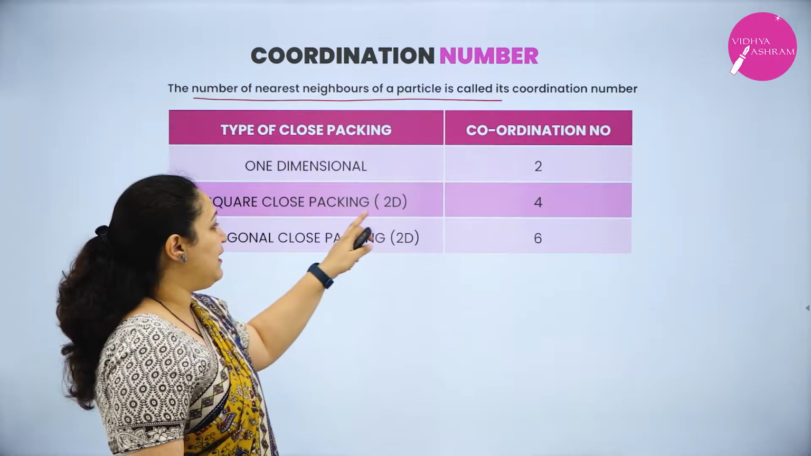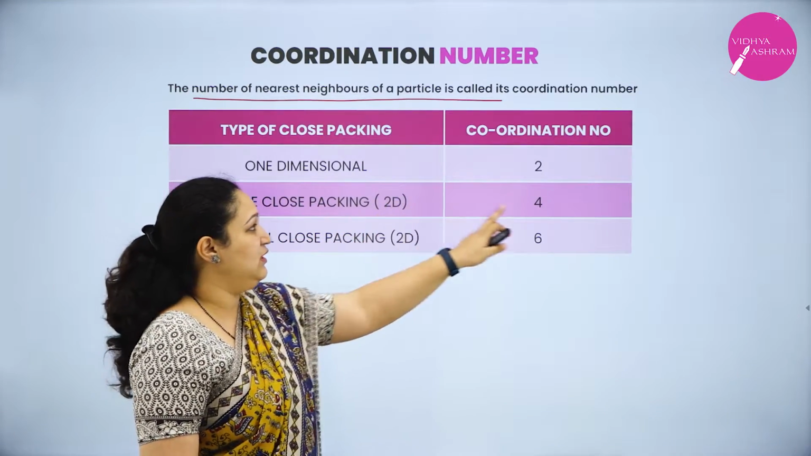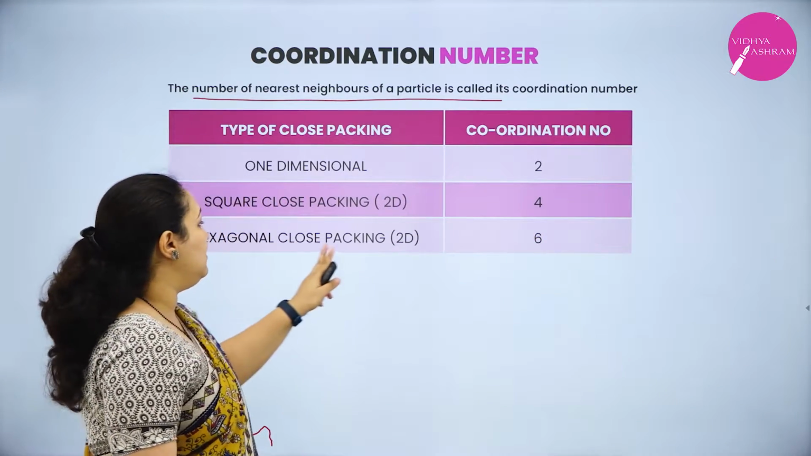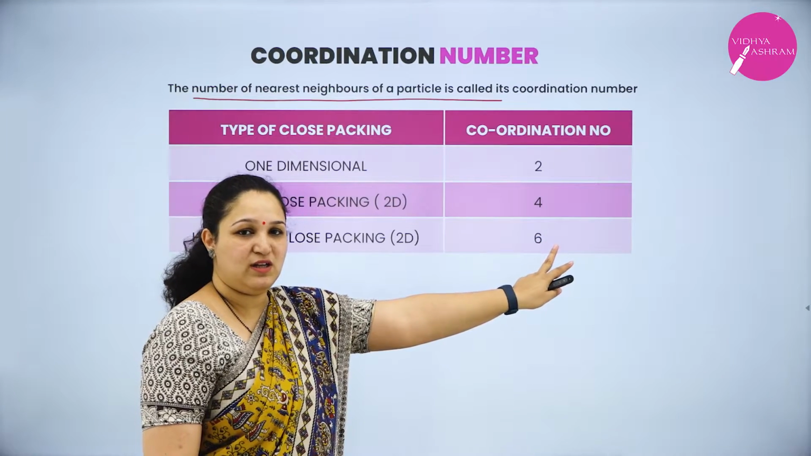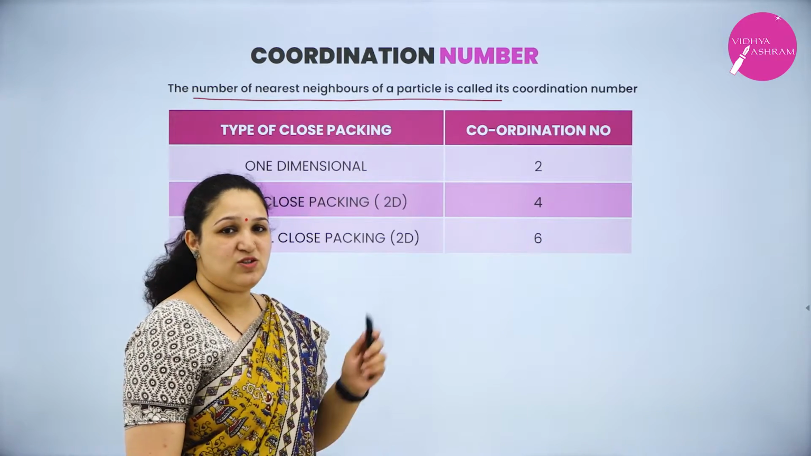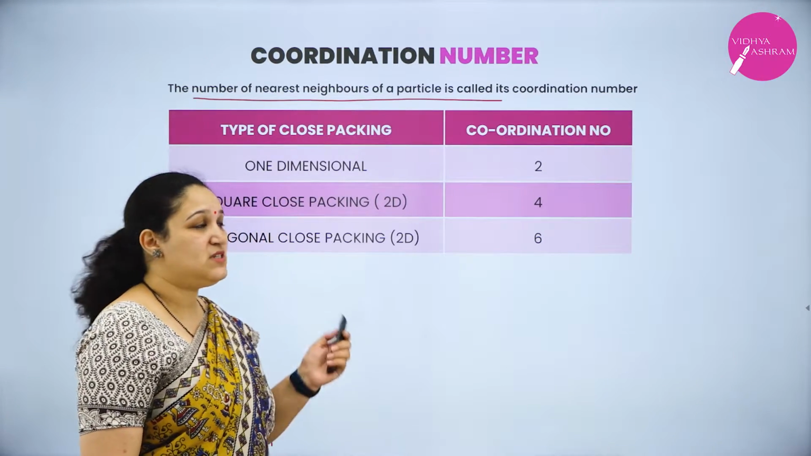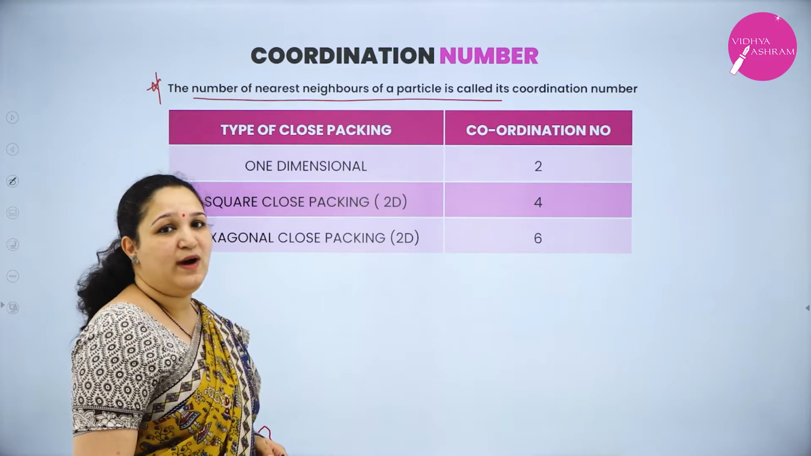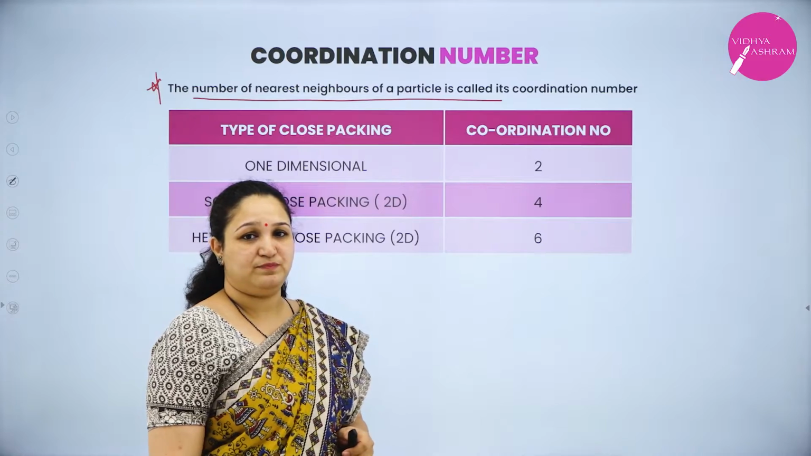In square close packing in 2 dimensions, the coordination number was 4. In hexagonal close packing in 2 dimensions, the coordination number was 6. So that is coordination number. This is one of the questions which can be asked for 1 or 2 marks.